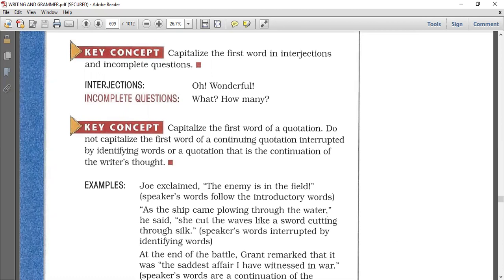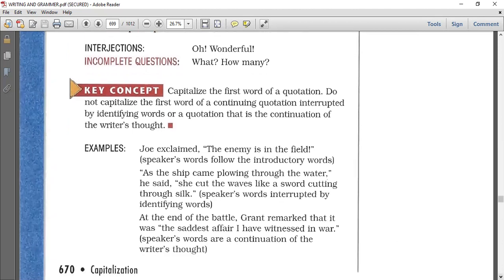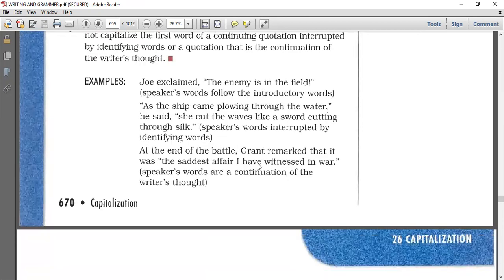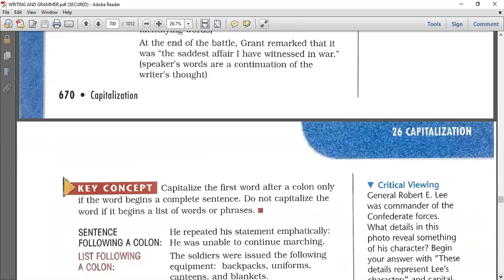Okay, if we have another example here. At the end of the battle, Grant remarked that it was the saddest affair I have witnessed in war. Speaker's words are a continuation of the writer's thoughts. Here, because he said, Grant remarked that or said that or something like that. It's a continuation of the writer's thoughts or ideas.